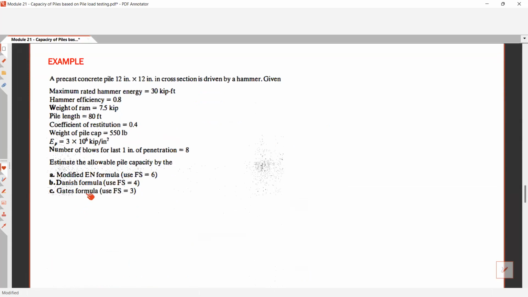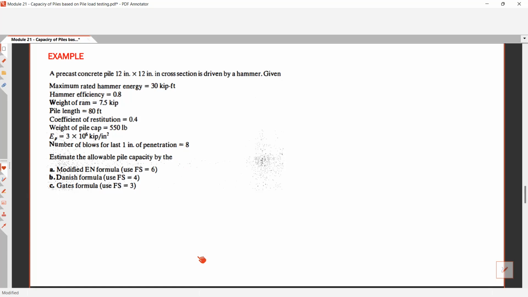Okay, so number 1, first example natin. Okay, so we have a precast concrete pile that is 12 inches by 12 inches. The cross section is driven by a hammer. So given a maximum rated hammer energy, that is 30 kips foot, the hammer efficiency, that is 0.8, the weight of the ram, that is 7.5 kips, pile length, which is 80 feet, the coefficient of restitution, that is 0.4, the weight of pile cap to be 550 pounds, your E sub P is 3 times 10 raised to 6 kips per inch squared, or the modulus of elasticity of the pile material, and the number of blows for the last 1 inch of penetration is 8. Okay, so tingnan natin.